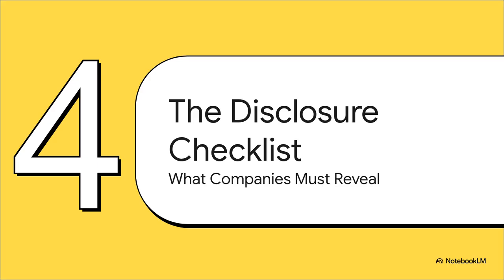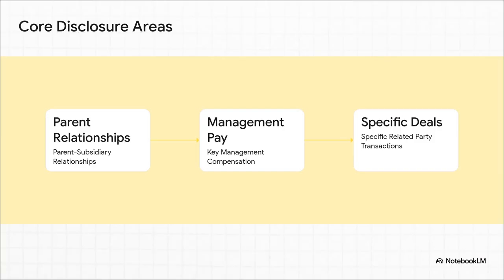Okay, so we've established who is related and what a transaction is. That brings us to the absolute core of IAS 24, the disclosure checklist. What exactly does a company have to spell out in its financial statements for all of us to see? It really boils down to three main areas. First, they have to talk about the parent-subsidiary relationships. Second, they have to disclose how much they're paying their top executives. And third, they need to give us the details on specific transactions with related parties.